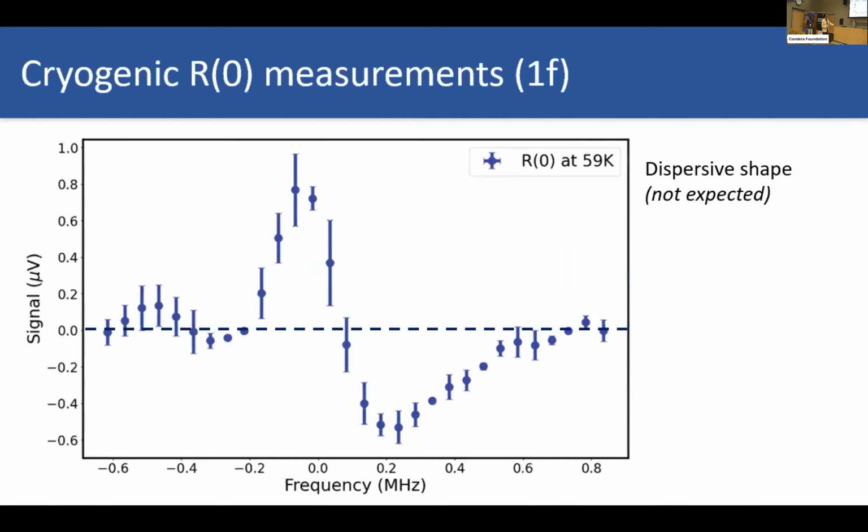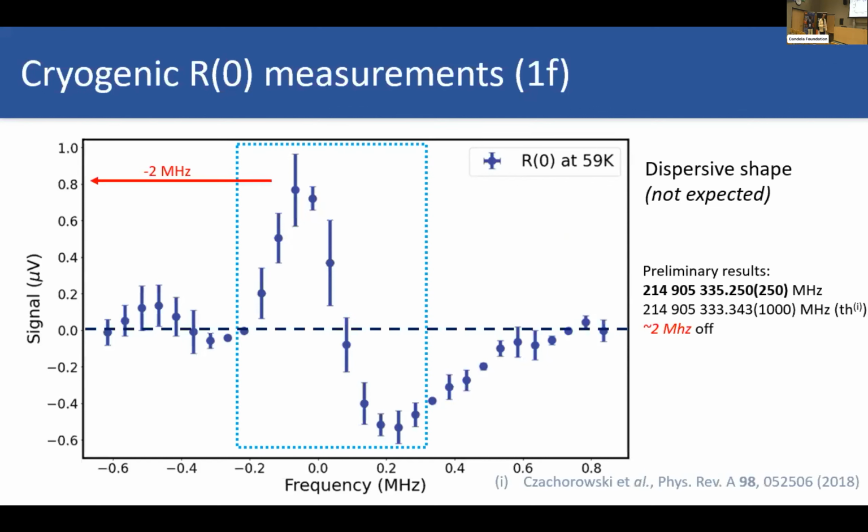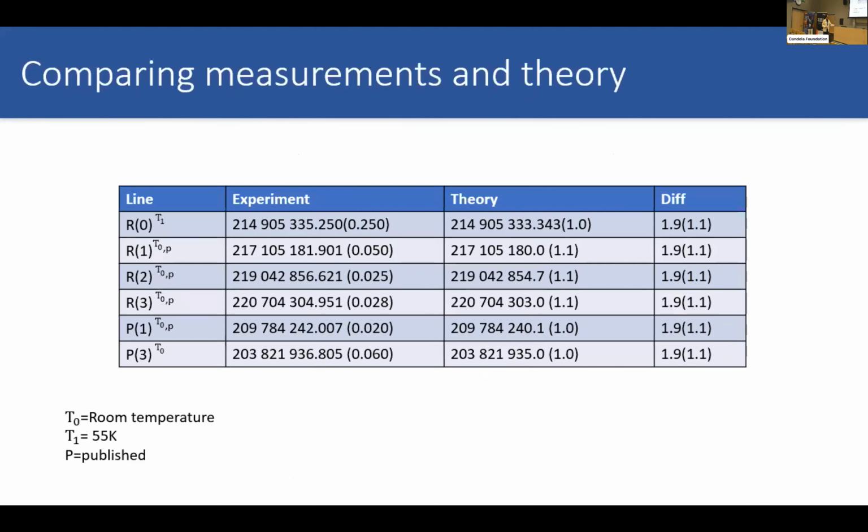That's what we did. So these are some preliminary results for our first measurement of R0 at 59 Kelvin. And you see again, we get this kind of dispersive shape, something narrow going up and then a broad tail going down. So not what we expected from our crossover model and approach. However, we can assume a preliminary result: we believe that the transition center should be somewhere within here. And again, comparing with theory, we see it's 2 megahertz off.